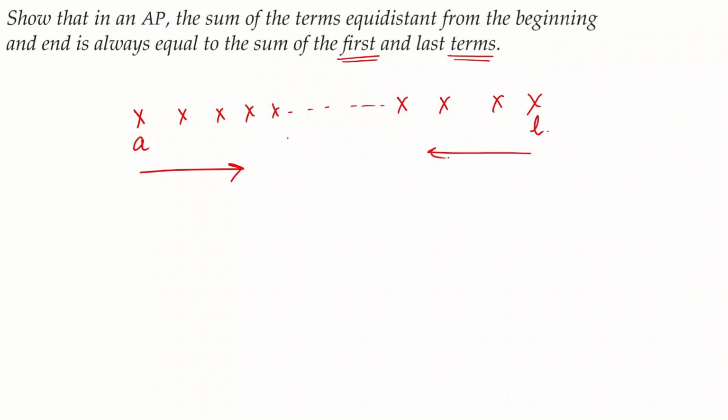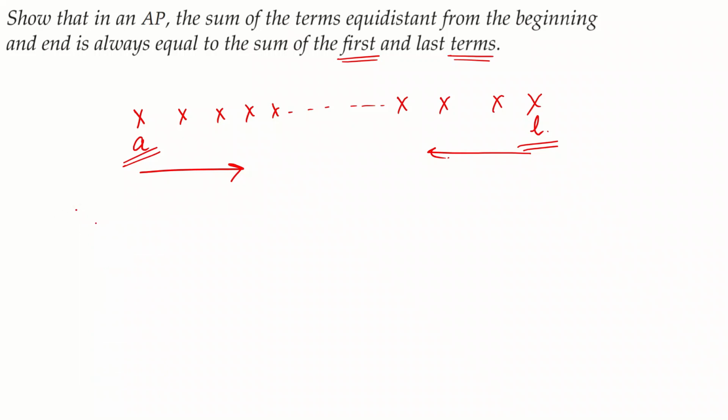Then you have to prove that the sum of the nth term from the beginning and the nth term from the end is equal to the first term plus the last term, that is A plus L. So we have to define what is A and L. Assume that A is the first term, so please take your copy and write it down. I won't be writing this much, I have limited space on my laptop. So assume that the first term is A and the last term is L.